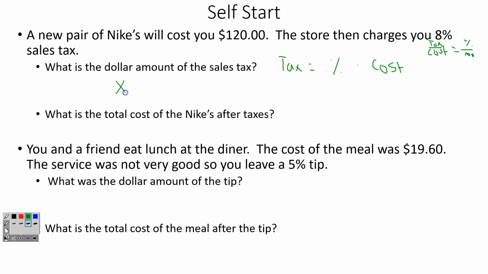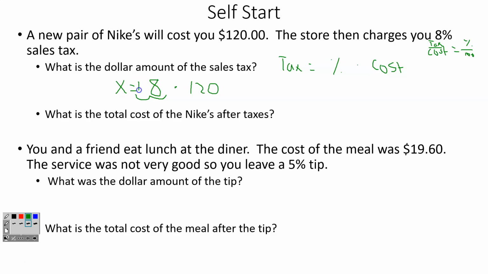So my tax, that's going to be X. My percent says 8% times the cost of the shoes, which is $120. So I'm going to type in my calculator 8 times 120 gives me 960. Does it make sense to pay $960 in sales tax on a $120 pair of shoes? Remember, you have to change your percent into a decimal. Don't forget to divide by 100.